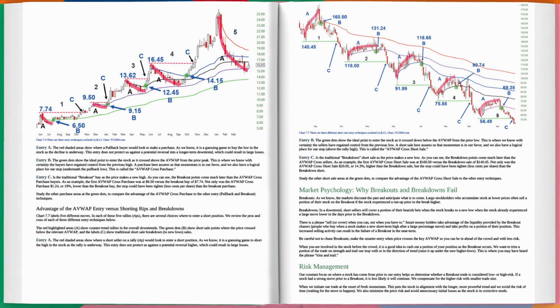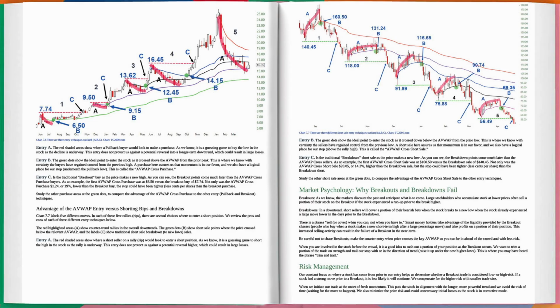As we know, it is a guessing game to buy the low in the stock as the decline is underway. This entry does not protect us against a potential reversal into a longer-term downtrend, which could result in large losses. Entry B. The green dots show the ideal point to enter the stock as it crossed above the AVWAP from the prior peak. This is where we know with certainty the buyers have regained control from the previous high. A purchase here assures us that momentum is in our favor, and we also have a logical place for our stop, underneath the pullback low.